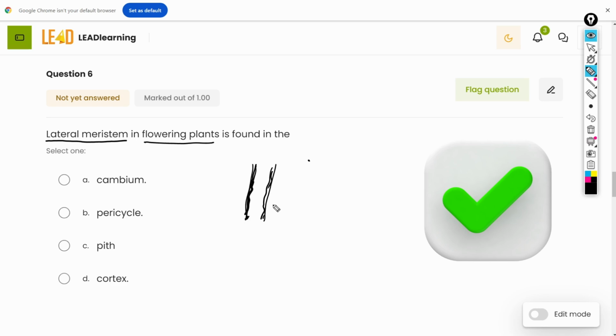And when you look at the side of the stem and the roots, the major feature there is actually the cambium. So the lateral meristem in flowering plants is found in the cambium, which is the major feature on the sides of the stem and the roots. So our correct answer here is A.